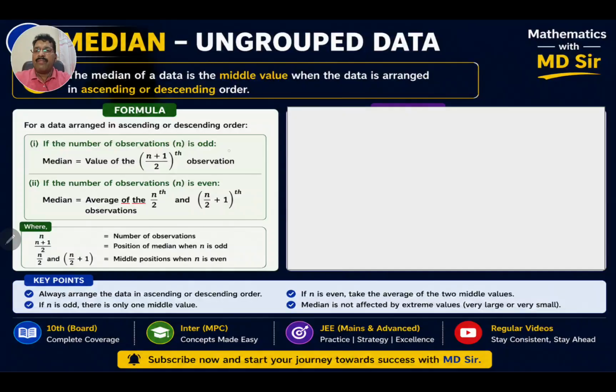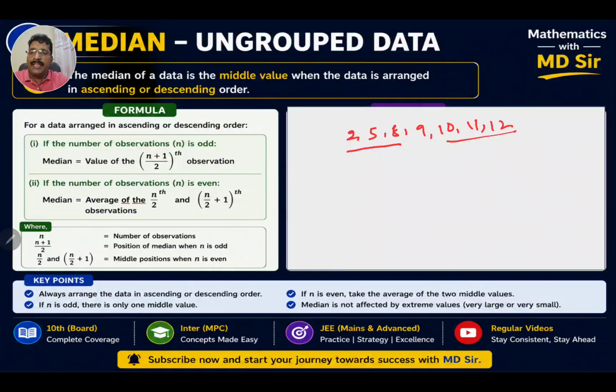If the number of observations n is an odd number, then median is equal to the value of the (n plus 1) by 2th observation. So, odd number of observations given. For example, find the median of 2, 5, 8, 9, 10, 11, 12 like that. Now how many are there here? 1, 2, 3, 4, 5, 6, 7. Odd number of numbers given. These are all in increasing order only: 2, 5, 8, 9, 10, 11, 12.